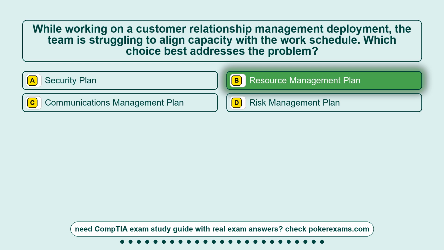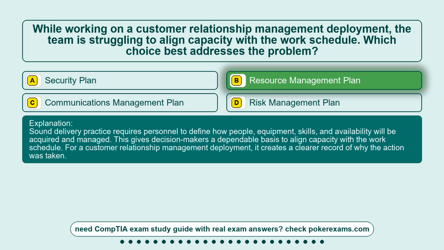resource management plan. Sound delivery practice requires personnel to define how people, equipment, skills, and availability will be acquired and managed. This gives decision-makers a dependable basis to align capacity with the work schedule. For a customer relationship management deployment, it creates a clearer record of why the action was taken.